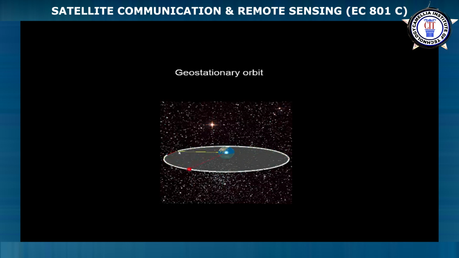From this, we can observe that the geostationary satellite always looks at the same part of the Earth, and the satellite has to go around in a full circle about the Earth. So it requires a period of 1 day, that is 24 hours.